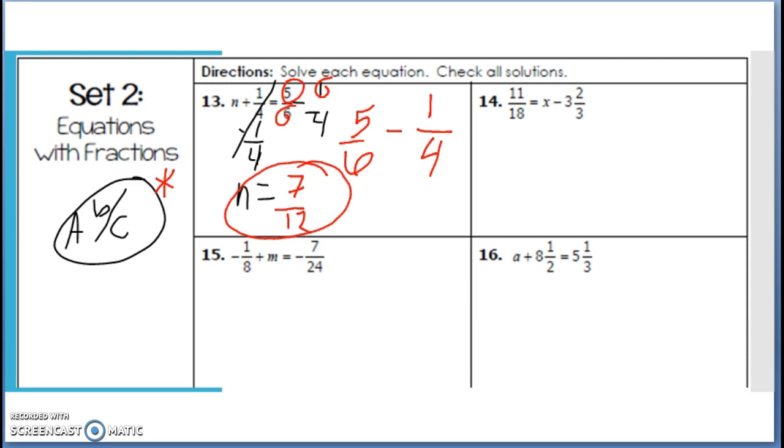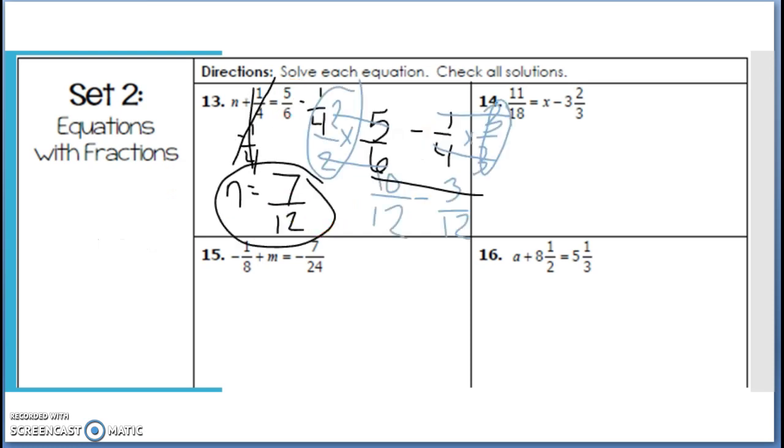Okay, so number 14. 11/18 equals x minus 3 2/3. So 3 2/3, that's a mixed number. So as we can see, 11/18 isn't a mixed number. So we really need to convert these unless we're using our calculator. If we're using our calculator, we're okay. But if we want to see it the long way, so we're not using our calculator, we need to show that work.